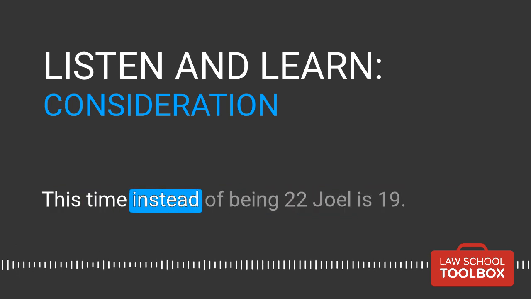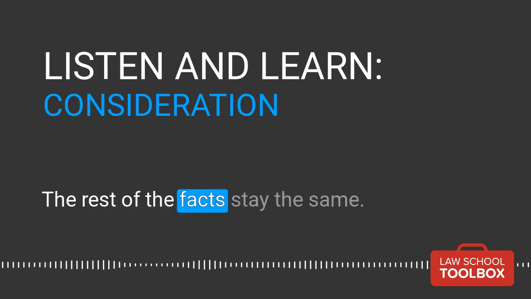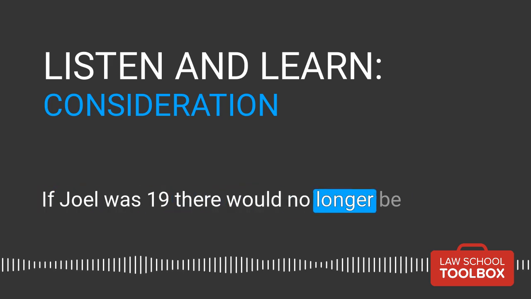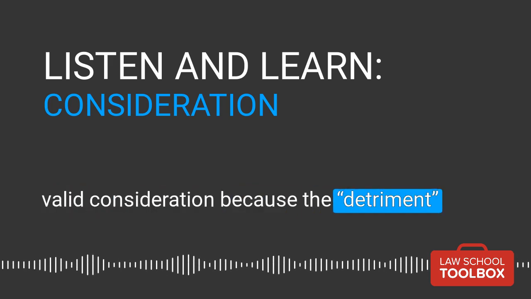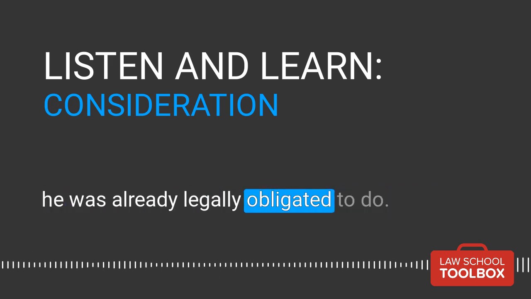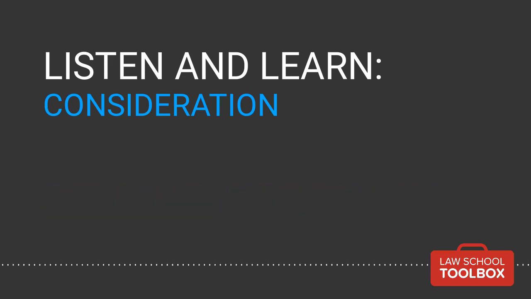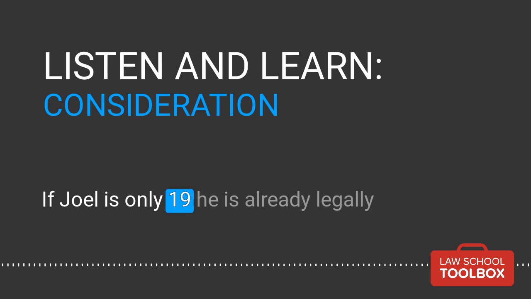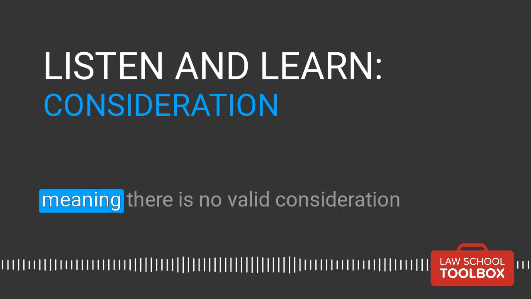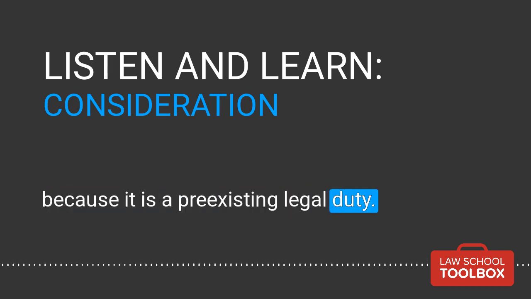This time, instead of being 22, Joel is 19. The rest of the facts stay the same. If Joel was 19, there would no longer be valid consideration because the detriment he suffered is not any more than what he was already legally obligated to do. In America, the legal drinking age is 21. If Joel is only 19, he is already legally obligated to refrain from drinking, meaning there is no valid consideration because it is a pre-existing legal duty.